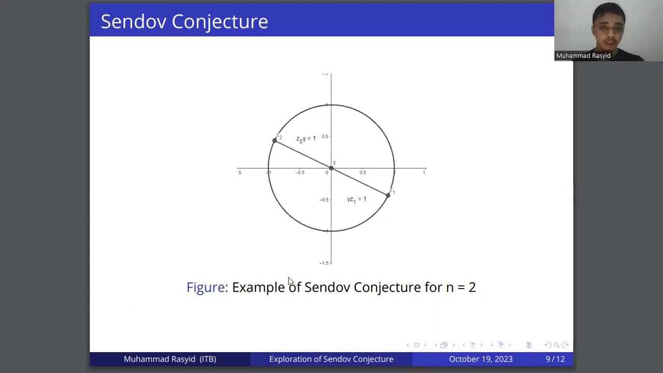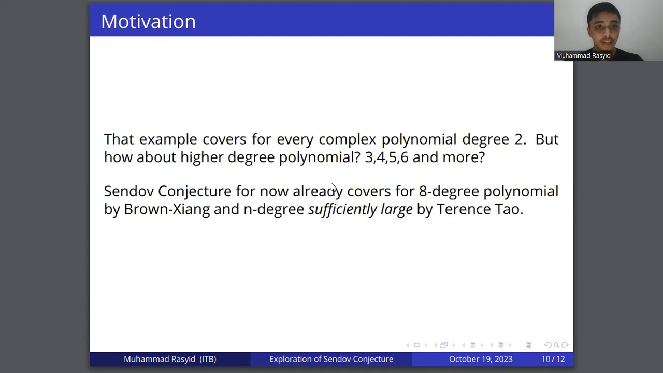This is the geometrical reference. We can see that for z2 and z1, the maximum distance between z1 and z2 is 2 in the unit circle, and lambda acts as the mean point between z1 and z2. For the mean point, the distance between z2 and lambda is only 1, and the distance between lambda and z1 is also 1. So that example covers every complex polynomial of degree 2.